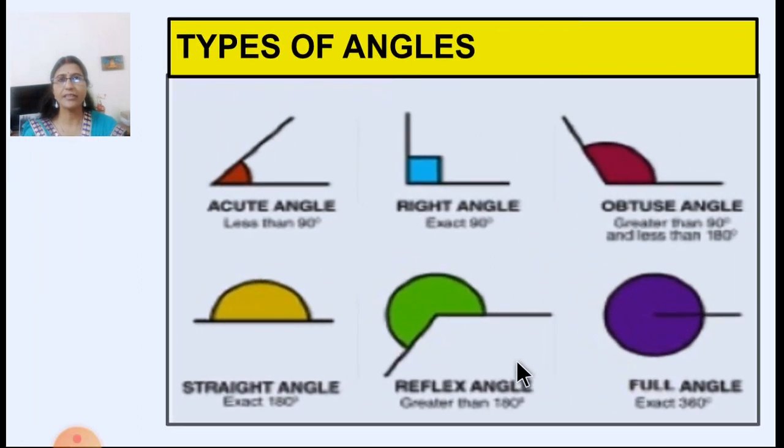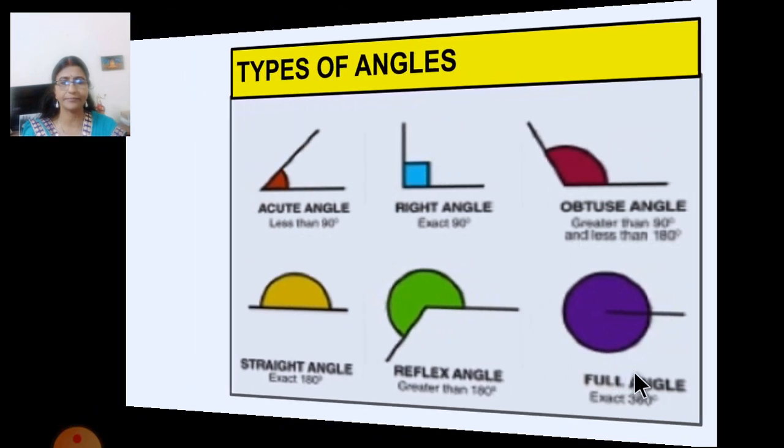Now types of angles also we have learned. We have learned about acute angle. Acute angle is less than 90 degrees. Right angle is equal to 90 degrees. Obtuse angle is greater than 90 degrees but less than 180 degrees. Straight angle is exactly 180 degrees. And reflex angle is greater than 180 degrees but less than 360 degrees. And full angle is exactly 360 degrees. So all this we are revising, what we have learnt in 6th standard.